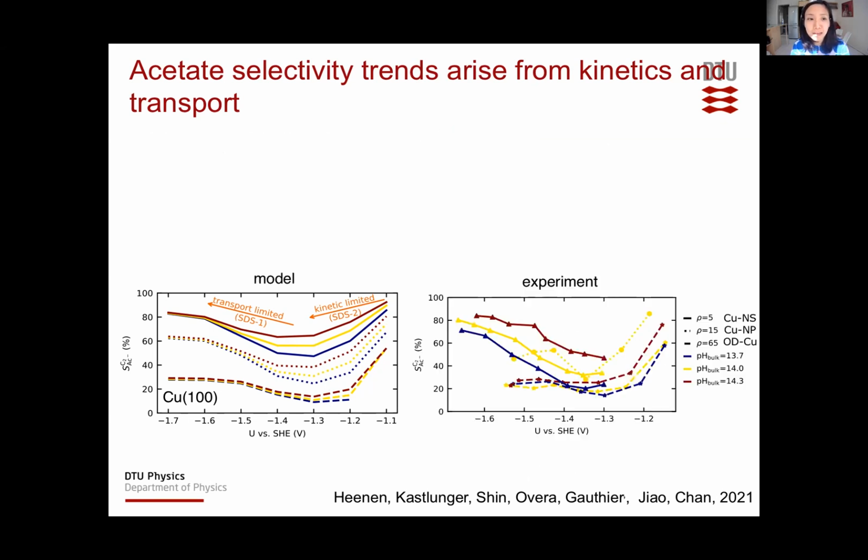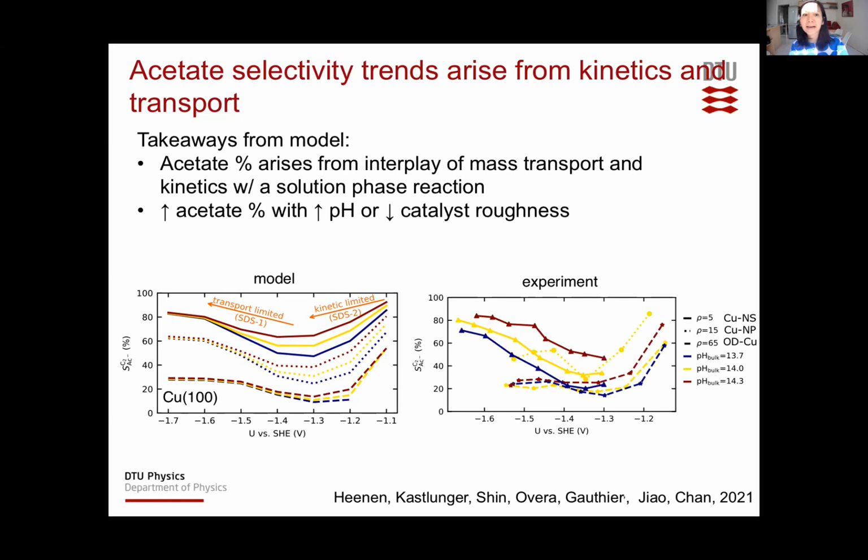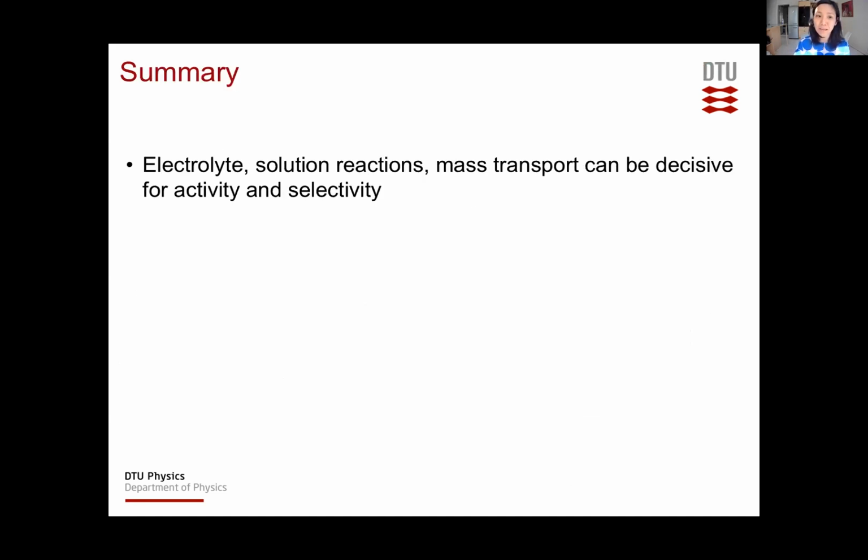And so the main takeaway is that the acetate selectivity really comes from an interplay between kinetics and mass transport, and that the solution phase reaction here is the decisive factor in this interplay, and that one can increase the selectivity to acetates by increasing the pH or by decreasing the catalyst roughness, and that we don't attribute this effect to an active site phenomenon.